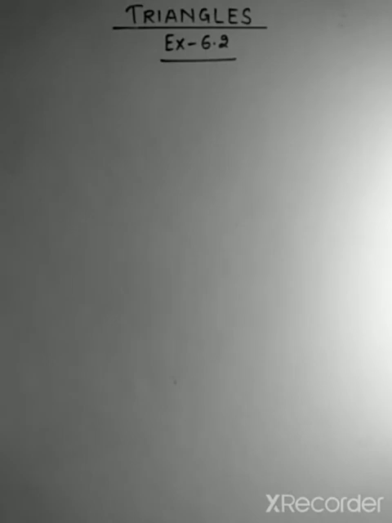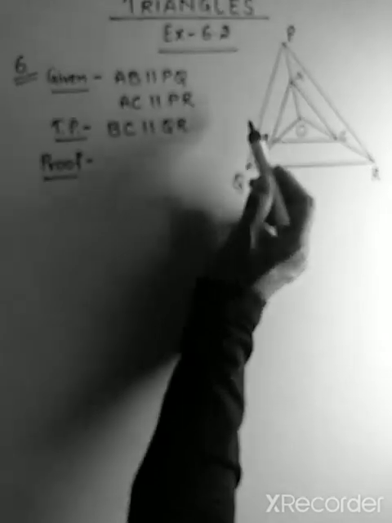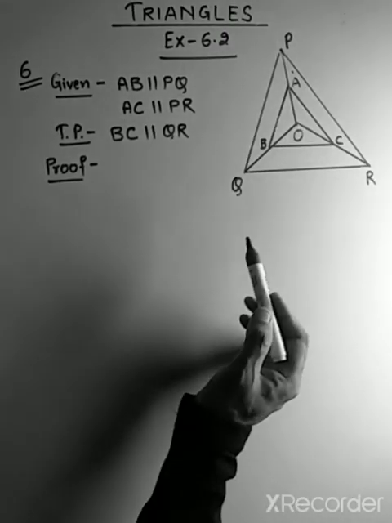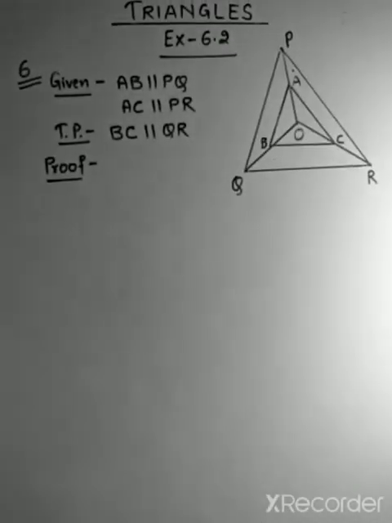As we have done the proving of basic proportionality theorem and some geometrical questions related to it, in continuation of that, now we are solving question number 6 of exercise 6.2. It is given in this question that AB is parallel to PQ, AC is parallel to PR. Then we have to prove that BC is parallel to QR.